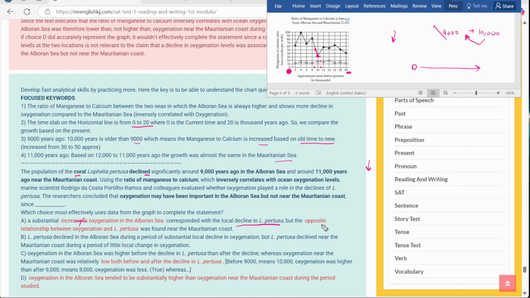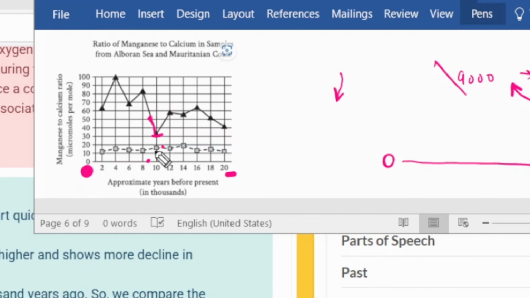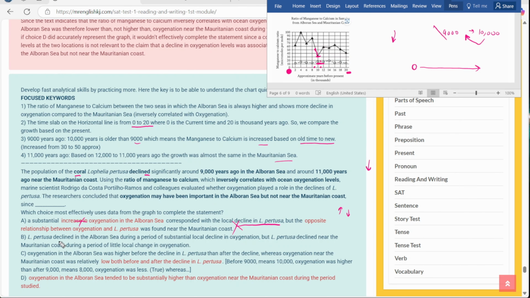Opposite relation between oxygenation and Albertusa. Obviously, we know Albertusa declined, so oxygenation rose. But here, if we notice carefully, it is almost same. There is not much change. So obviously wrong. Next: Albertusa declined in Alboran Sea during a period of substantial local decline in oxygenation. Yeah, Albertusa declined, we know. And oxygenation declined also. We know that, right? Oxygenation declined because it was a rise from 10,000 to 9,000.